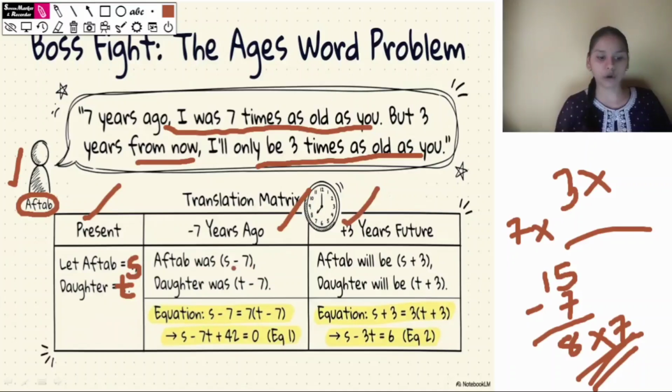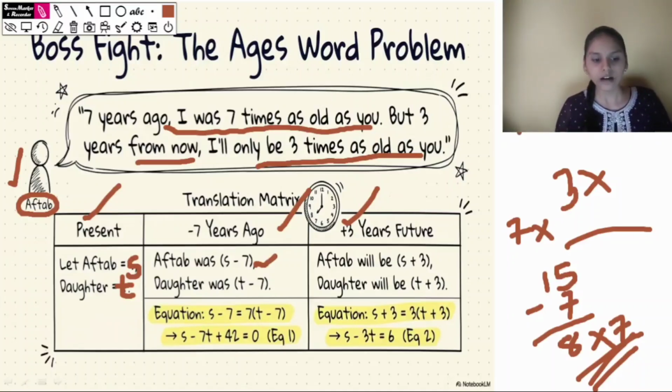And now Aftab was S minus 7, isn't it? If you are 15 years now, and I ask your age 7 years ago, you do 15 minus 7. So that's why S minus 7, and the daughter was T minus 7. 7 years ago she was also younger, so T minus 7. Now the equation: S minus 7 is equal to 7 times.